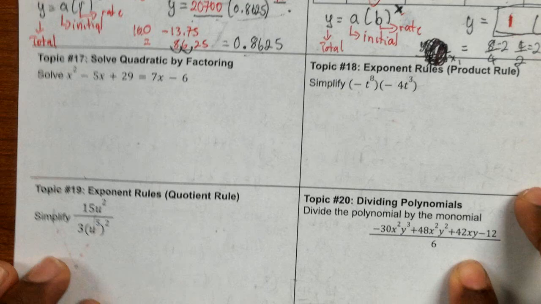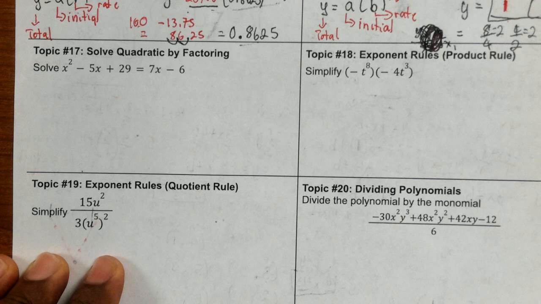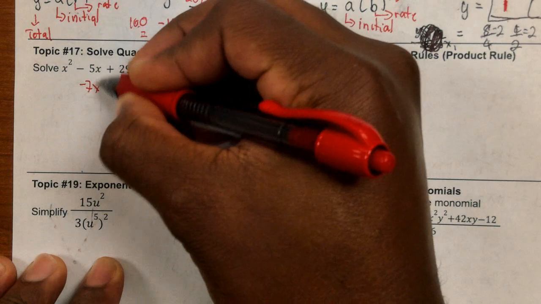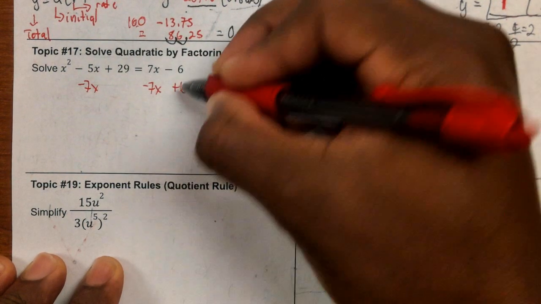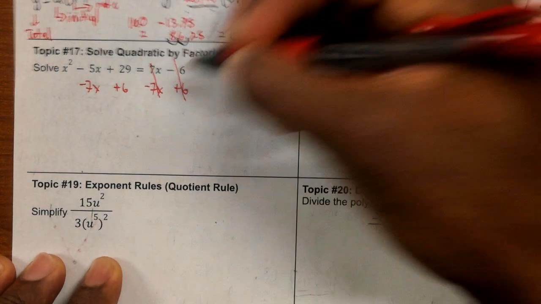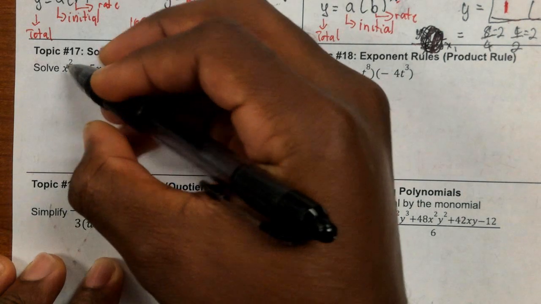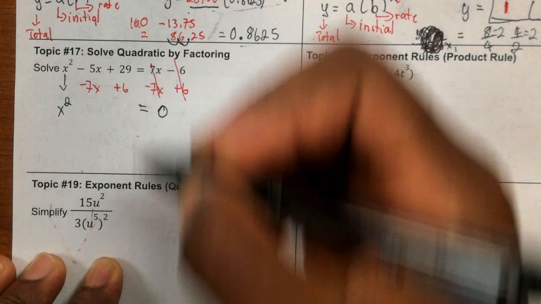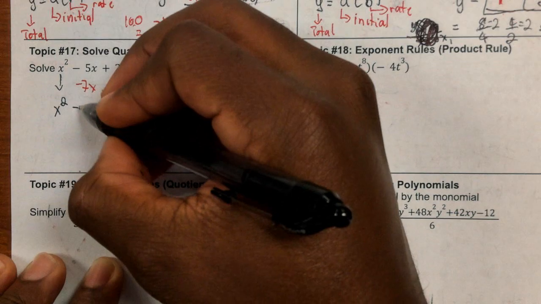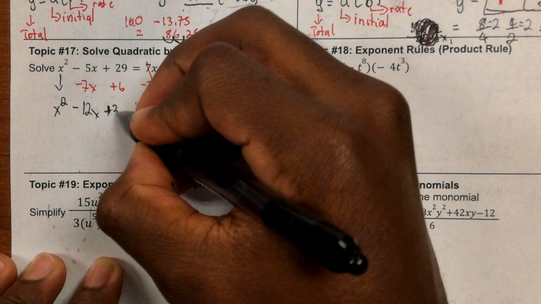Alright, so the next one, we're trying to solve the quadratic by factoring. So first things first, I need to make sure that everything is on the same side. So I'm going to subtract 7x from the like term, so from the x term. And then I'm going to add 6. And I add 6 to my constant, so the number that doesn't have a letter. This gets cancelled, this gets cancelled. It leaves you with nothing. 0 represents nothing. The x squared, I'm not adding or subtracting anything to it, so you bring it down. Here I am subtracting. Negative 5x minus 7x is negative 12x. Here I am adding. 29 plus 6 is 35.